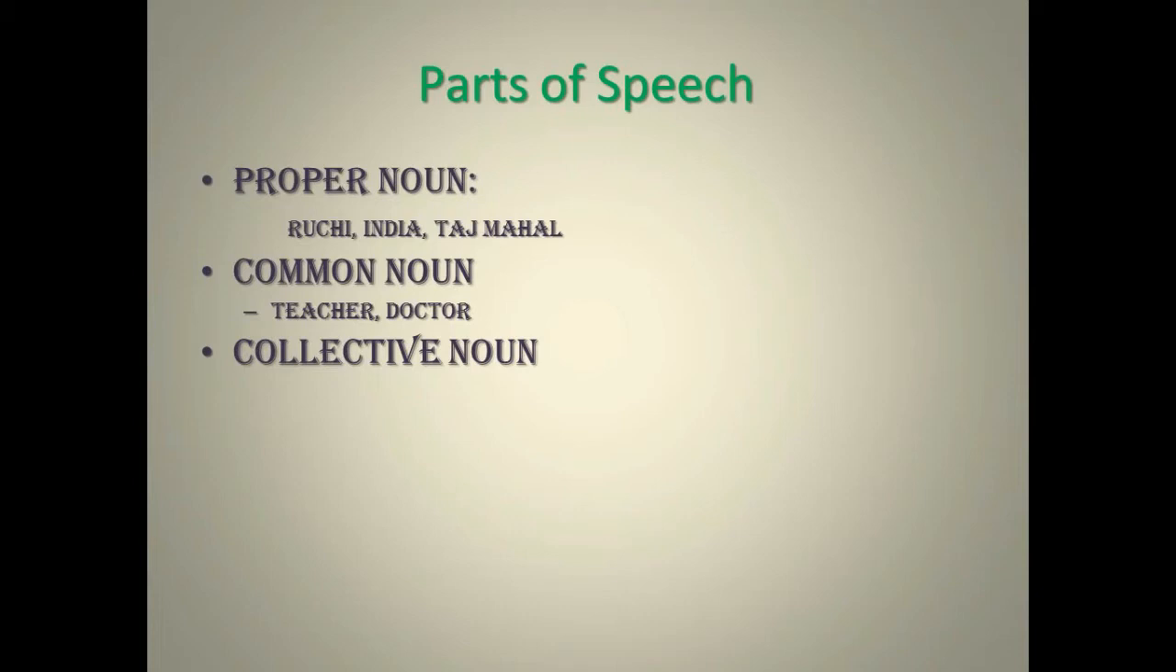Then collective noun. When a noun indicates a number or collection of persons, animals, or things, it is known as a collective noun, like crowd, mob, team. These words stand for a group or collection. The word crowd indicates a collection of people. There are lots of people, maybe not just teachers or students, but all the staff members of the school. If they are collected, they will be a crowd, or a team. So these are known as collective nouns.